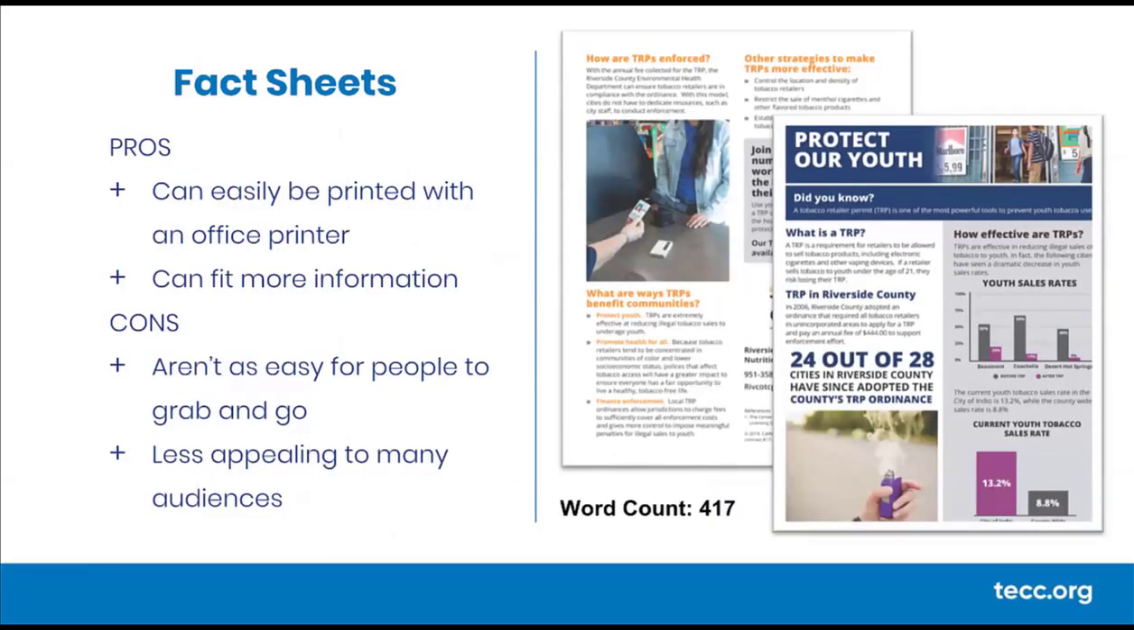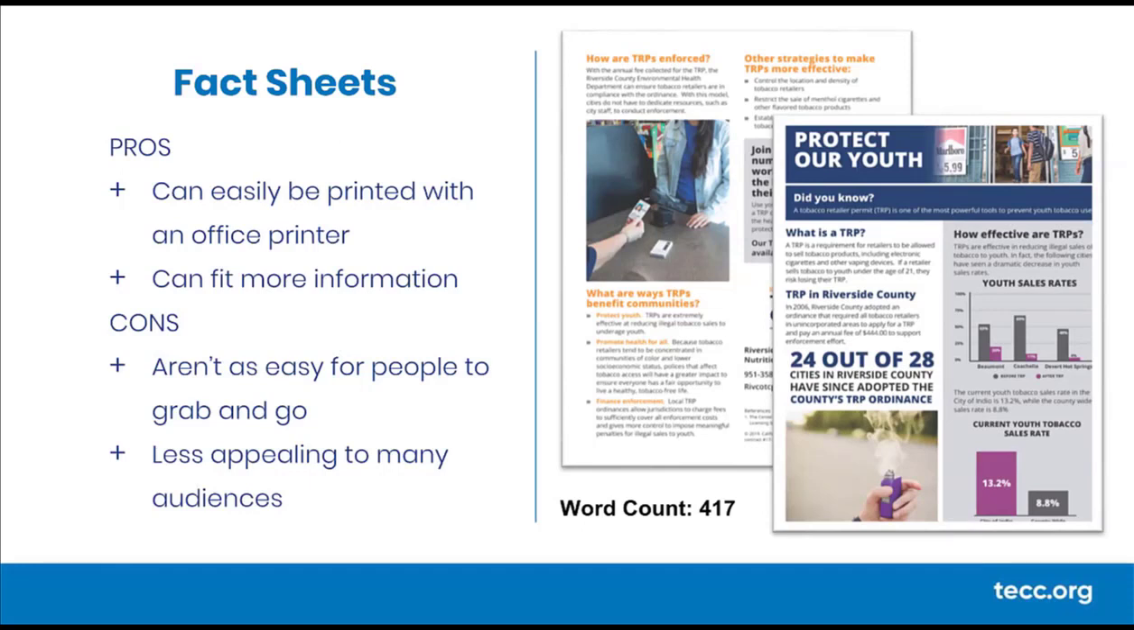So here's an example of a fact sheet TECC created for a project whose audience was city officials. As you can see, it's text heavy. It has some graphs and the word count is about 417. So every format has its pros and cons.